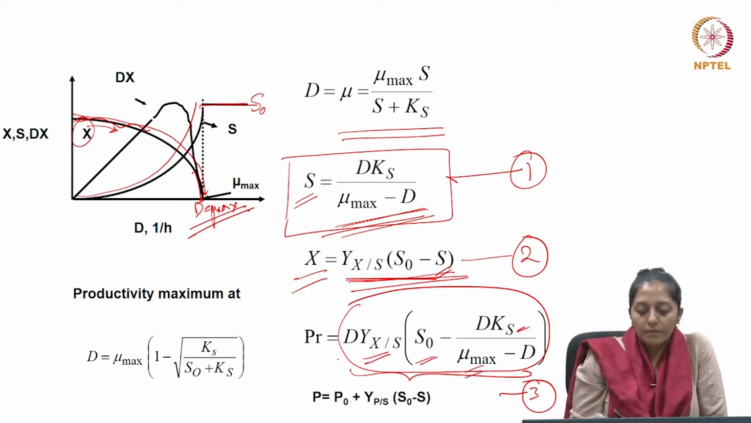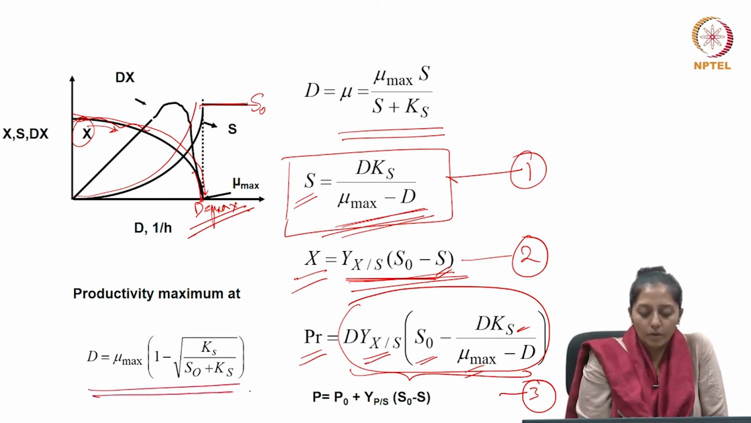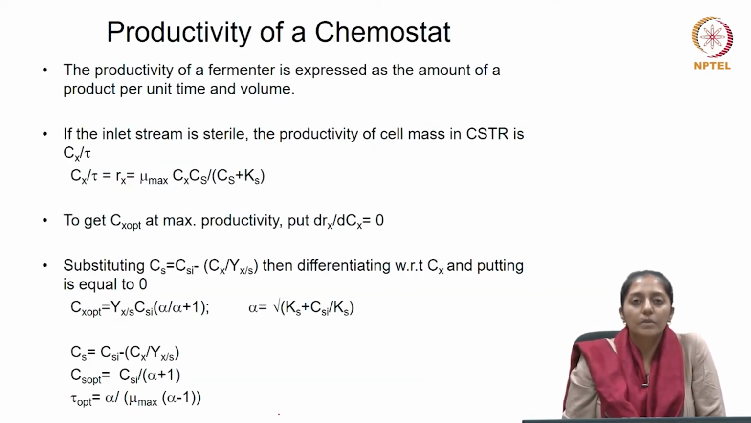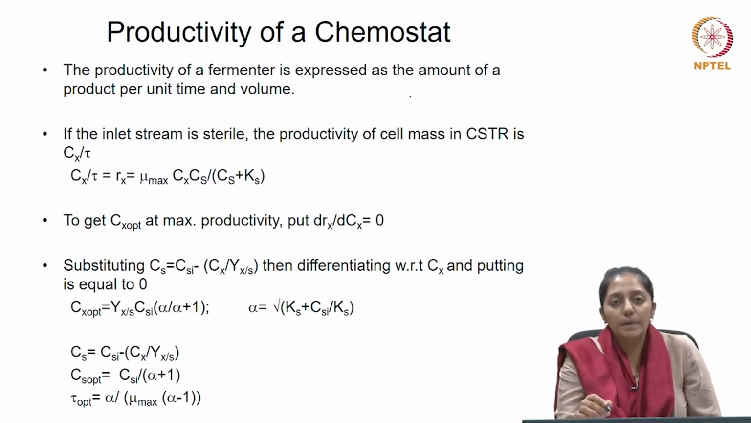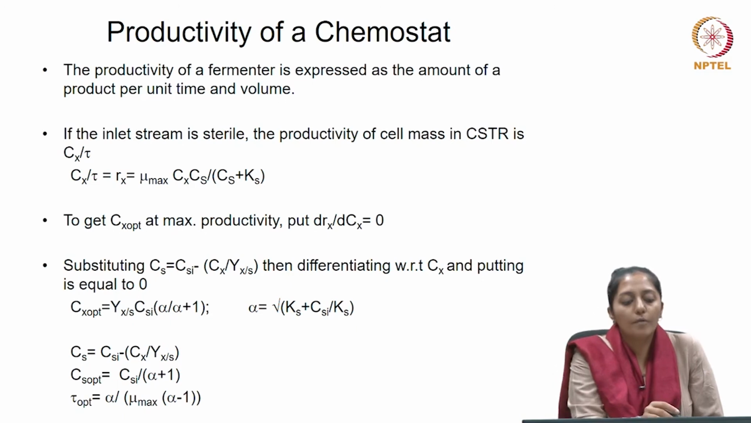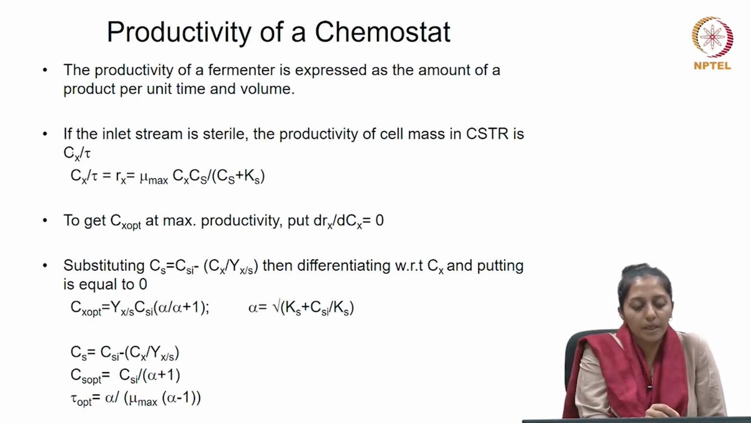So, if this productivity is now a function of D, and you want to find the maxima of this mathematical function, we will set its first derivative with respect to D as 0, and we will determine that value of D. That value of D turns out to be this. So, in terms of residence time, the productivity of the fermenter is expressed as the amount of product per unit time and volume. So, this is volumetric productivity.